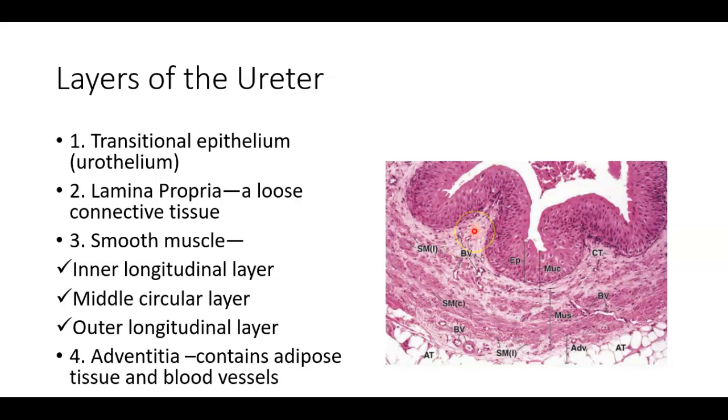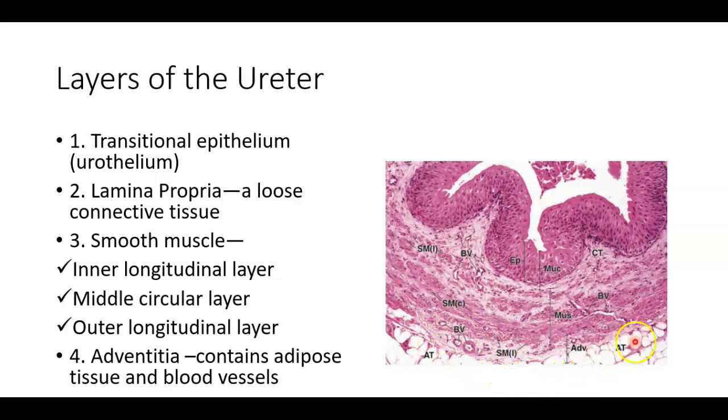Lamina propria is a loose connective tissue, so it should contain blood vessels and lymphatics and nerves. Inner longitudinal muscle layer, we'll get the inner longitudinal muscle layer. Then we'll get the middle circular layer. Here is the middle circular layer and the outer longitudinal muscle layer. Then we'll get the adventitial layer.